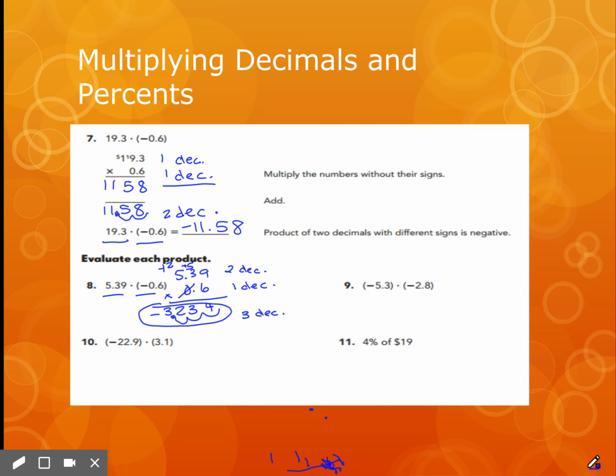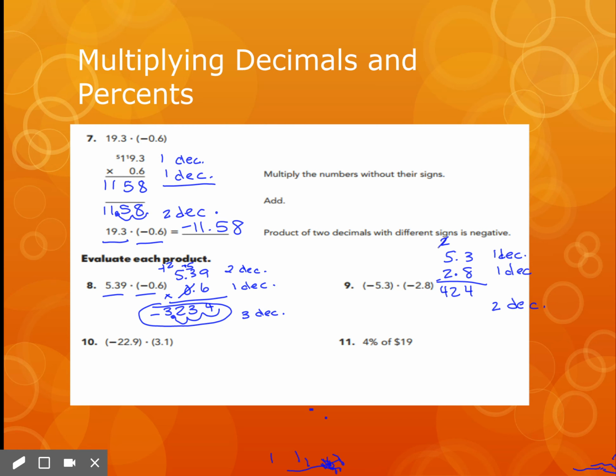In number 9, I have 5.3 times 2.8. They are both negative. I know my answer will be positive. So I have 1 decimal place in each. So I know my answer will have 2 decimal places. Okay, so now I just start multiplying. 8 times 3 is 24. 8 times 5 is 40, plus 2 is 42.